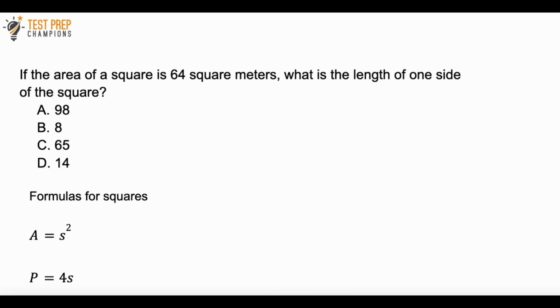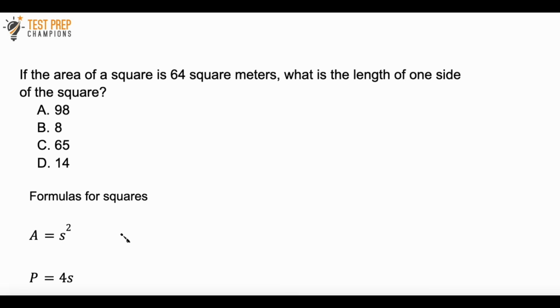If the area of a square is 64 square meters, what is the length of one side of the square? Is it A, B, C, or D? And since we're practicing right now, to save you some time, I put the formulas for squares right here, and I'll leave it up to you to decide if you need to use both of them or just one to answer the question. But I just wanted to give these to you since we're just practicing. But on the real test, if you get a question on squares, you'll want to go to the formula sheet and pick out the formula or formulas you need to answer the question.